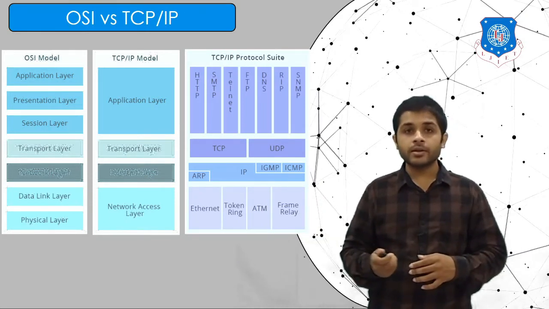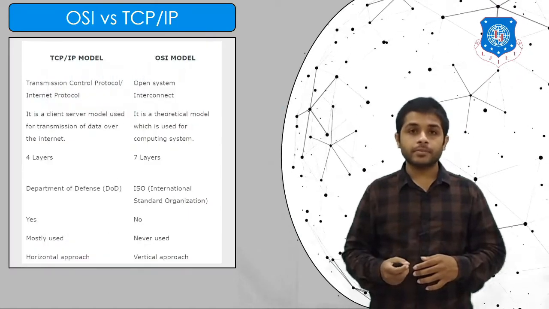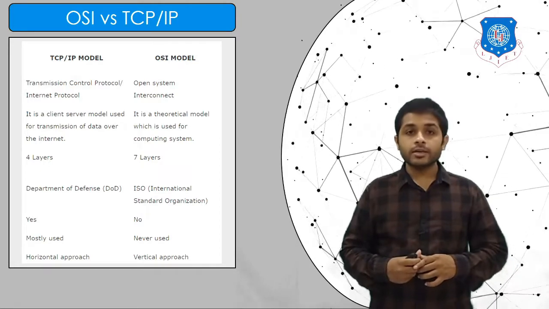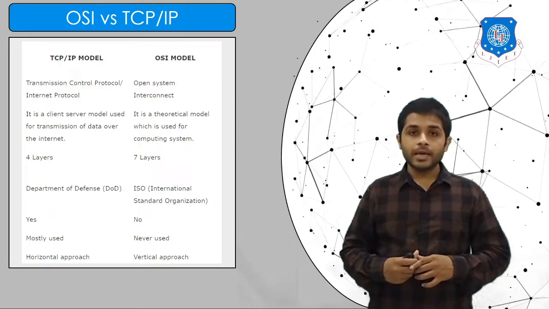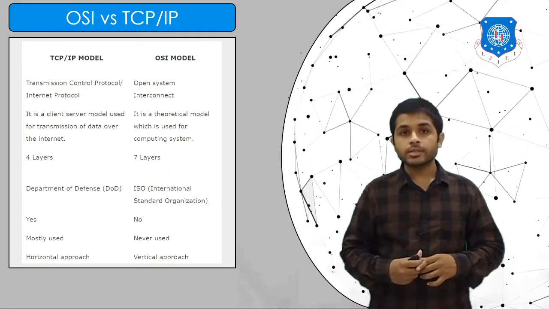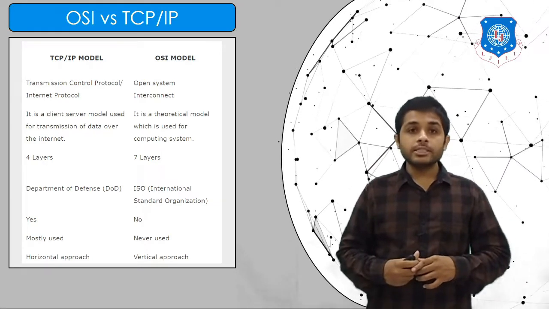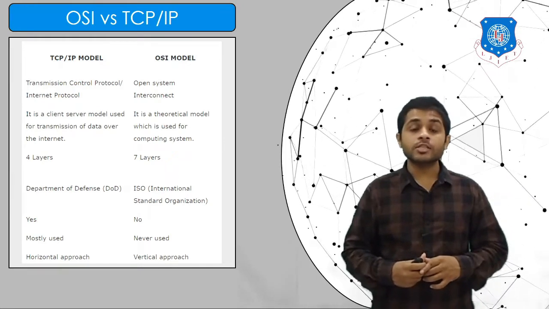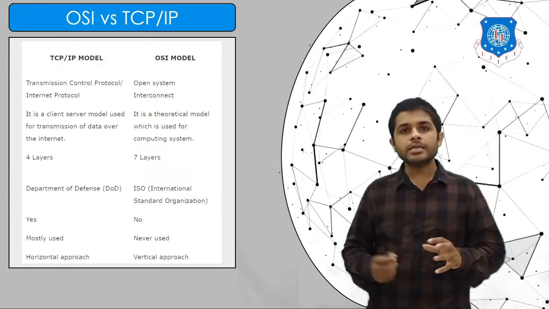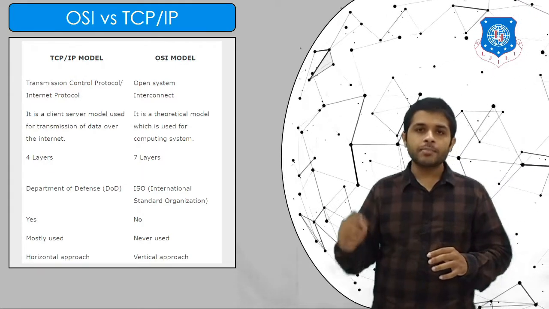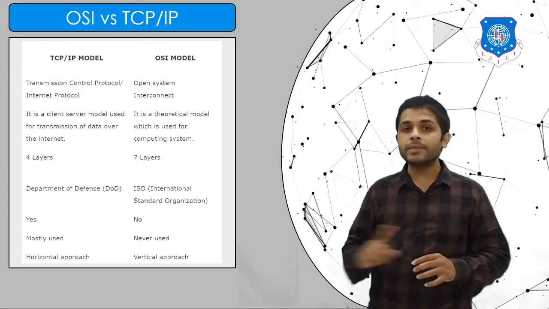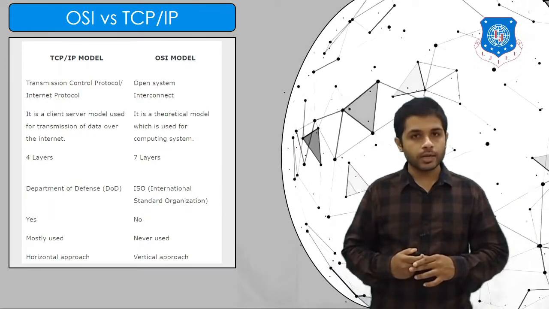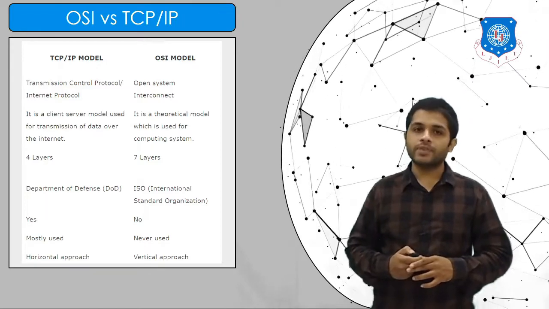Now let's compare OSI and TCP/IP. You can see that TCP/IP is Transmission Control Protocol and Internet Protocol, and OSI is Open System Interconnection. TCP/IP is a client server model and the OSI model is theoretical. This means TCP/IP is the practical implementation but the OSI model is not practically implemented. It is just a reference model. The TCP/IP model has 4 layers. The OSI model has 7 layers.